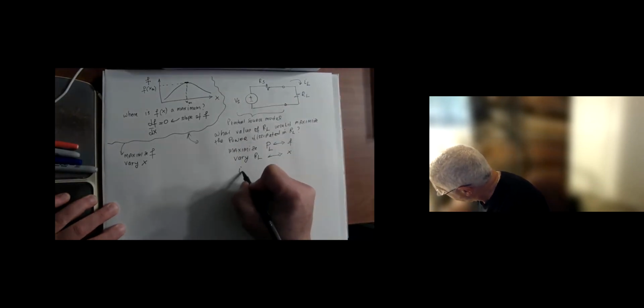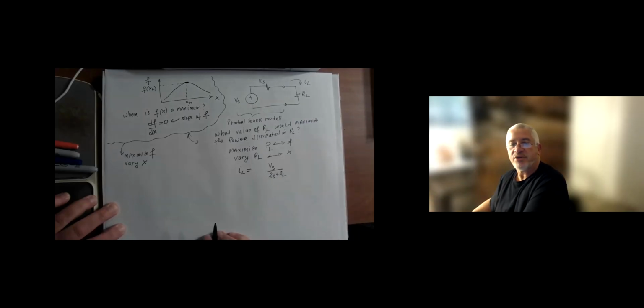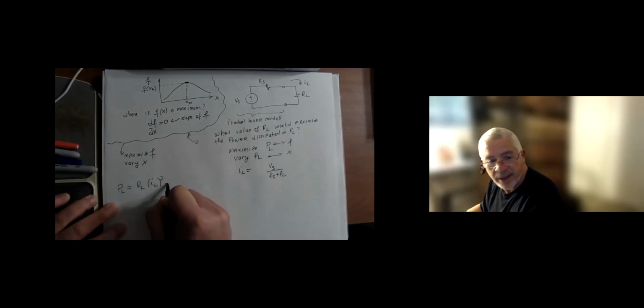So what is IL? IL is VS divided by RS plus RL, by Ohm's law. That's the current IL. And then what is the power in RL? It's RL times IL squared. So I can write this as RL times (VS over RS plus RL) squared. So that's the power, and I'm trying to maximize this with respect to RL.